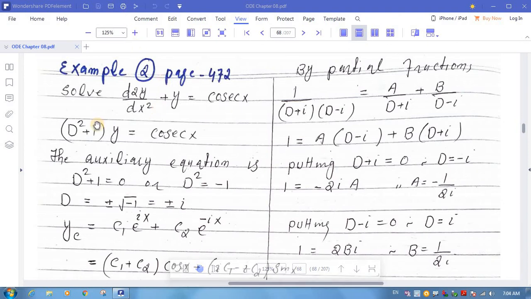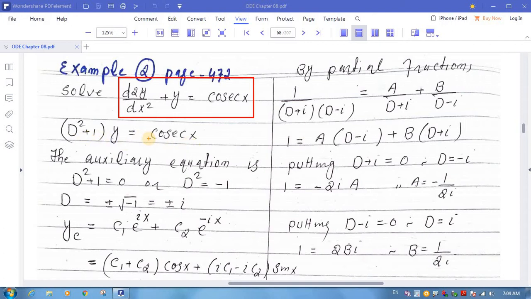Bismillah ir-Rahman ir-Rahim. Dear students, here is a question: a second order non-homogeneous linear differential equation. We have to find its solution and write this equation in terms of operator capital D.